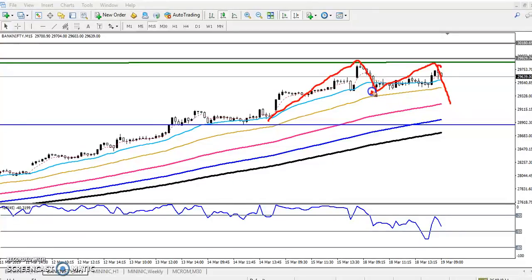Right? So I expect that if the price is not able to break 29,930, there is a high probability of a reversal toward the 200 moving average, around 28,900. So if they are not able to break this 29,930, and if they break, like here is one thing, let me show you.